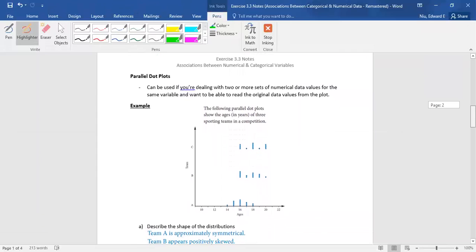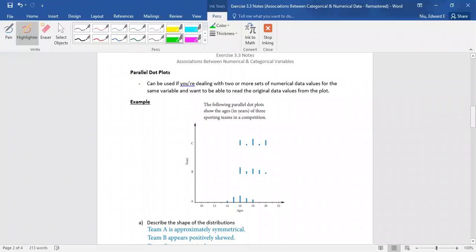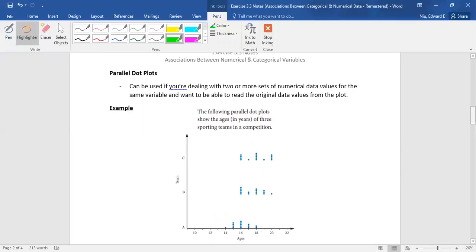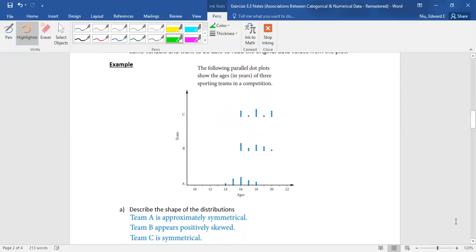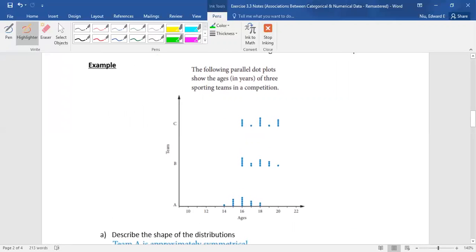Parallel dot plots, another great way to compare two sets of numerical data. So back in chapter 1, we spoke about dot plots. Dot plots literally just tell how many people are in whatever category you're talking about. So for example here, if we're talking about the age of team members in 3 different sporting teams, we've got 1 person in team A that's 14, 4 people in team A that's 15, 5 people in team A that's 16, 3 people in team A that's 17, so on and so forth, and team B and team C represented above.